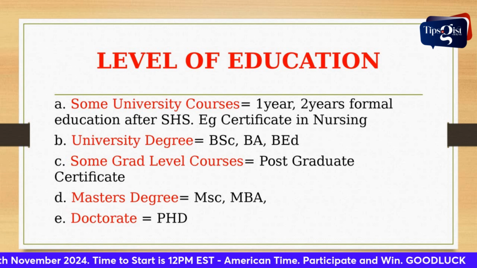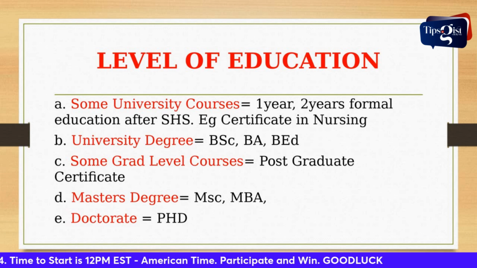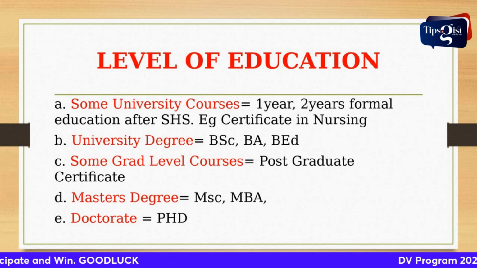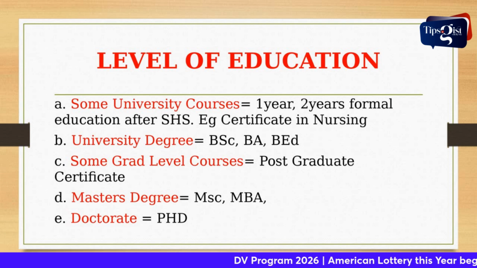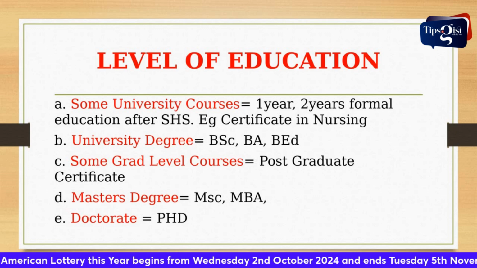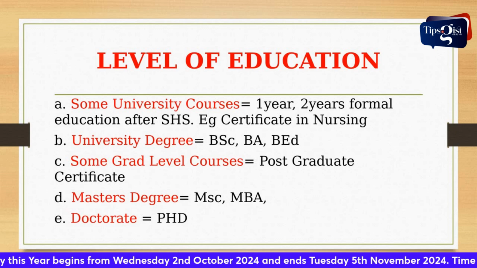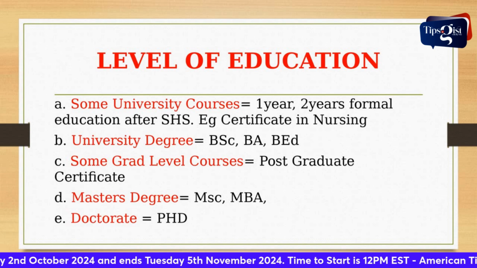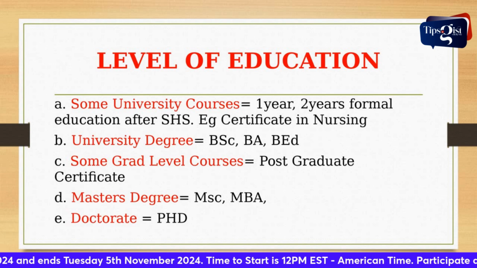Example is certificate in nursing. Those of you schooling 2 years in Ghana, 2 years nursing, certificate in nursing, or 3 years diploma in nursing, or 3 years diploma in teaching education, or any program that you went to do, yours is some university courses. Now, university degree is bachelor's. So whether BSc, that is Bachelor of Science, BA, Bachelor of Arts, BE, the Bachelor of Education, all the bachelor's programs are university degree.